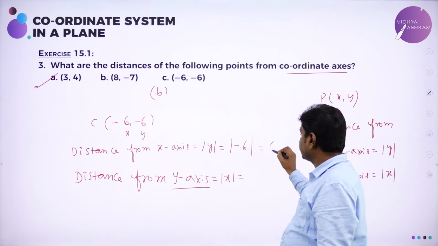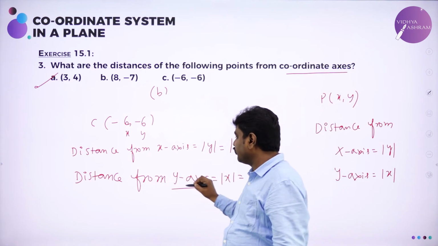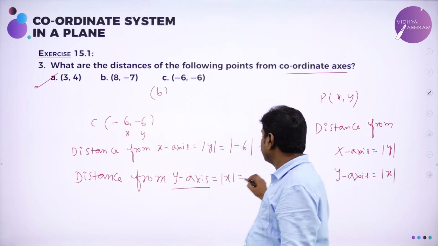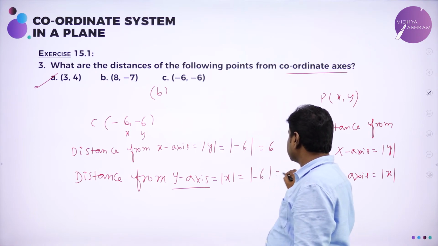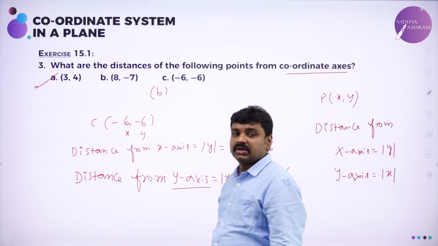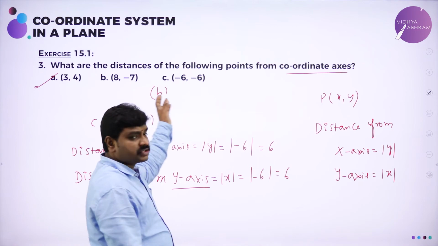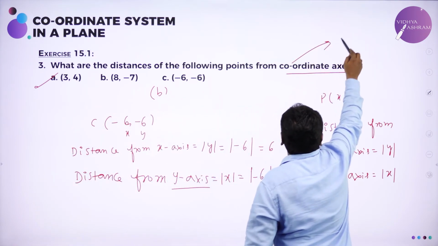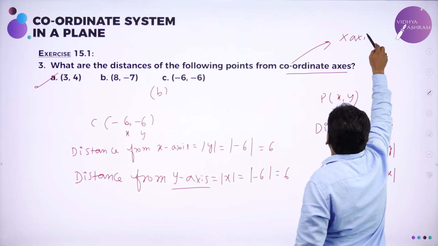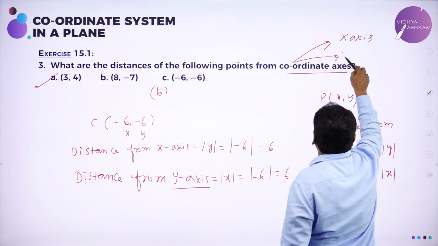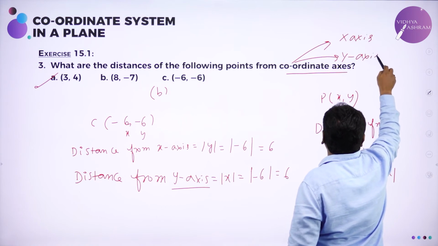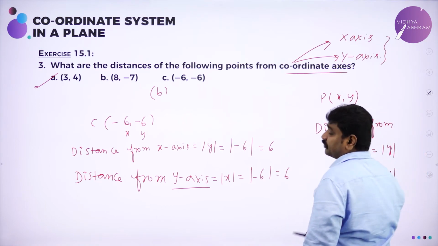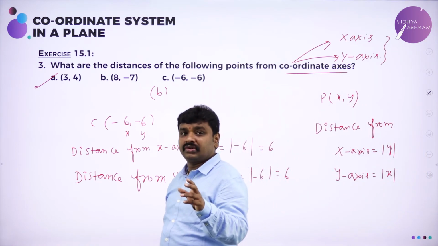Plus 6. And what is the distance of the point from the y-axis? Mod x. What is mod x? Mod minus 6 is 6. So 6 units. Now we have the distances of all the points from the coordinate axes. Coordinate axes is plural: the x-axis and y-axis put together we call the coordinate axes. That's it. I hope all of you understood this. Now we'll go to the next one.